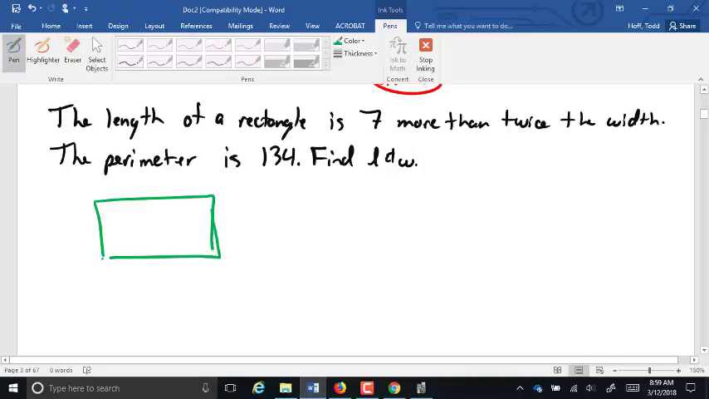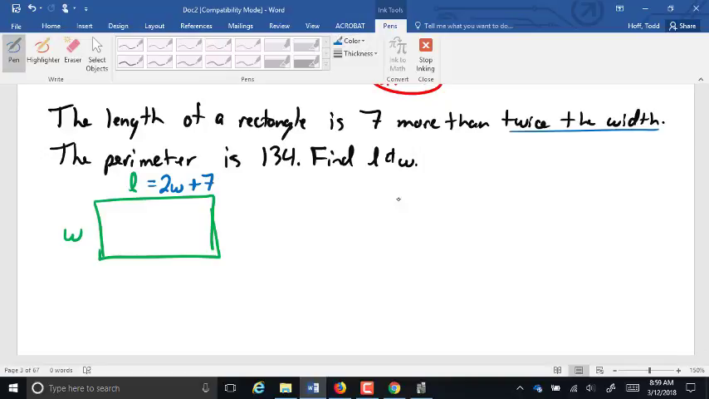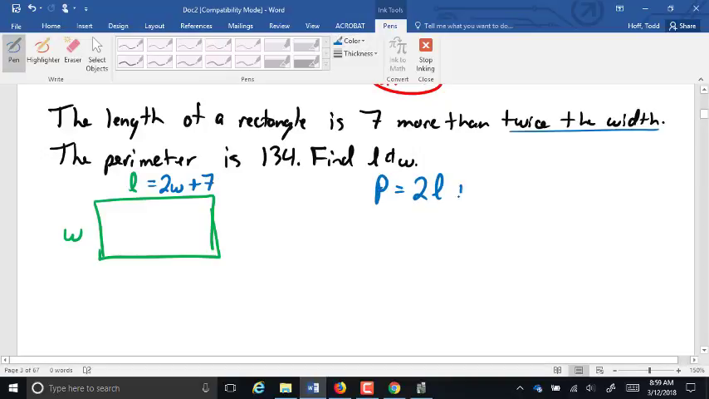So once again, I'm going to draw a rectangle. We've got a length and a width. Now this time the length is 7 more than, that means 7 is being added to something, then twice the width. So it's 2W. So L is 2W plus 7. So we look at our formula. Perimeter is 2L plus 2W. The perimeter is the 134. 2L becomes 2 times, L is replaced with 2W plus 7, plus the 2W.